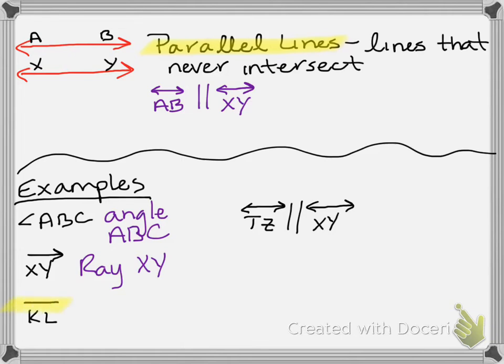What does this symbol on top of the KL mean? Well, there's no arrows. So if there's no arrows, then it means line segment. So this is line segment KL.